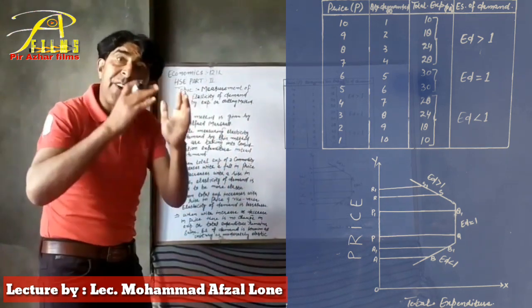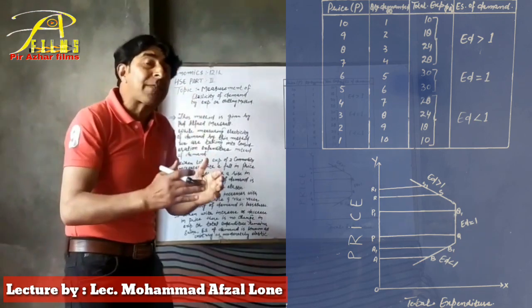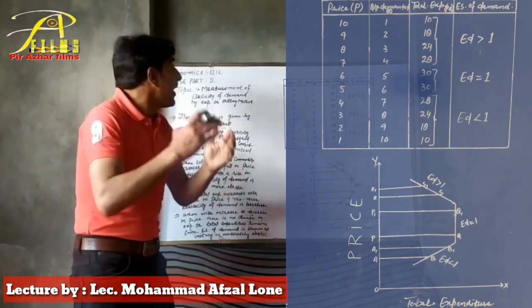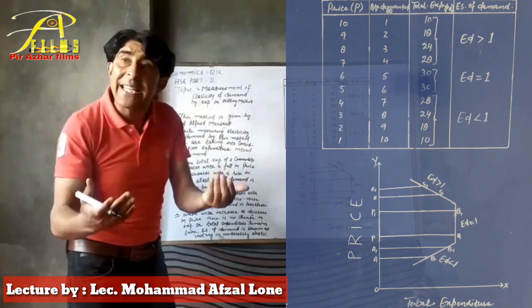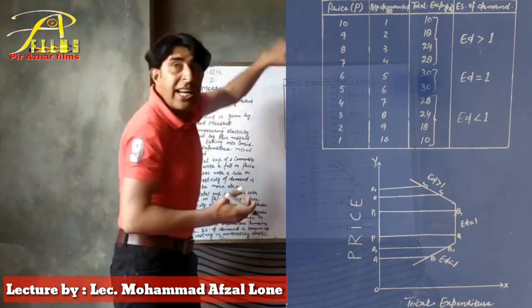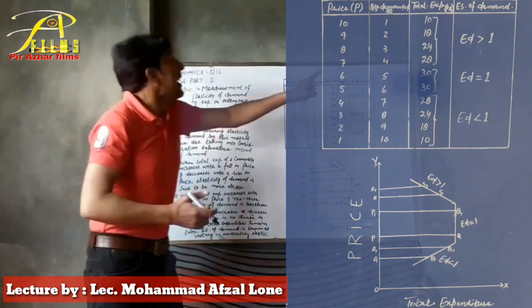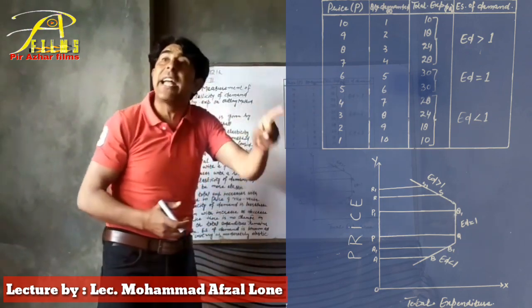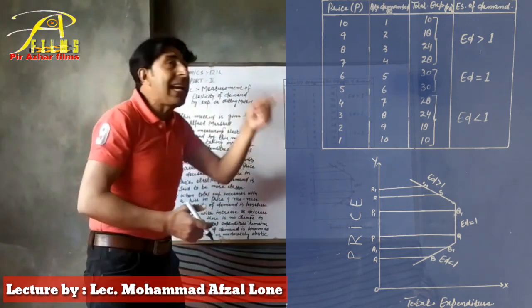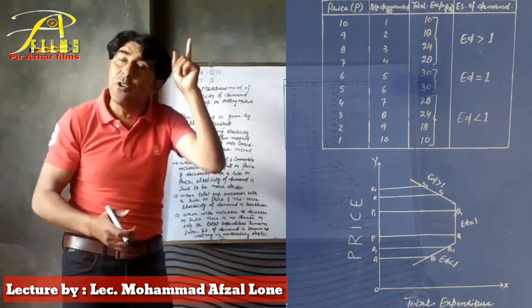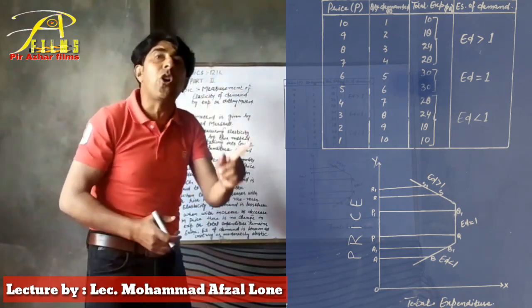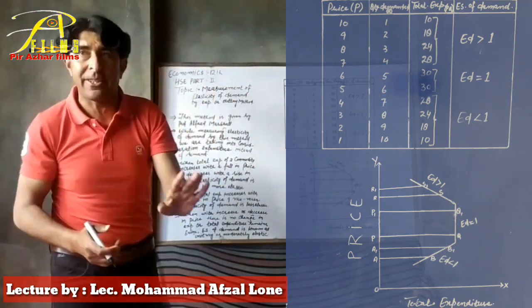It means that in the first stage, when total expenditure increases with a fall in price and decreases with a rise in price, elasticity of demand is greater than unity, or you can say elasticity of demand is relatively elastic, or more elastic, or highly elastic.